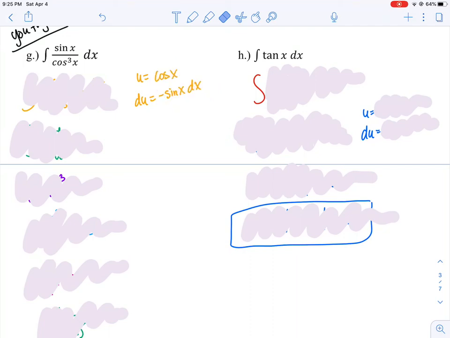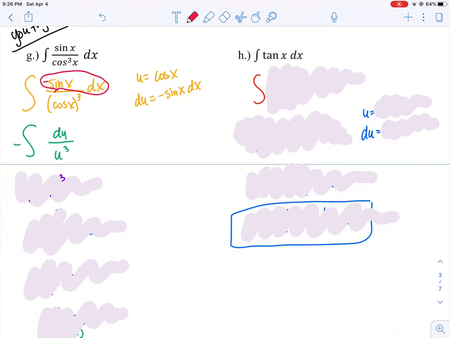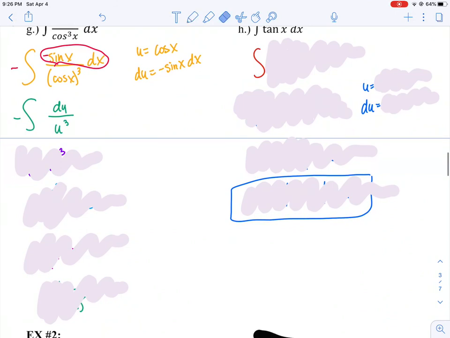I called U on this one cosine. That means the derivative is then negative sine dx. So then when I U substituted, I ended up rewriting it first as a sine of x over cosine of x cubed. Substituting in my u's then, this whole top piece turned into my du, except I needed an extra negative, so I balanced it out with a negative in the front. So my numerator turned into du. My denominator now is u cubed, and I have a negative in the front.